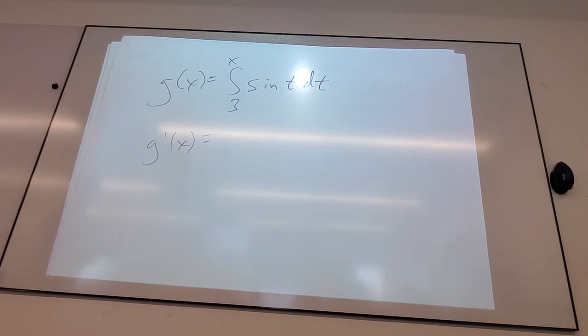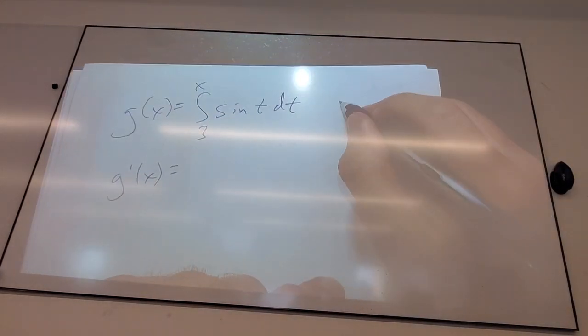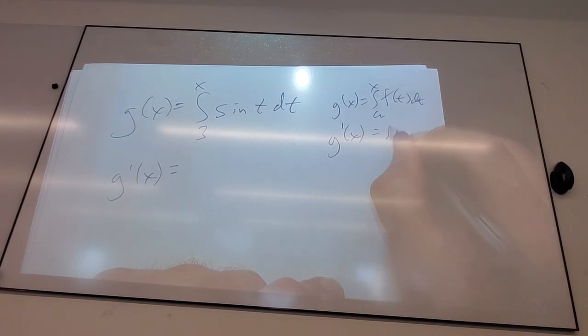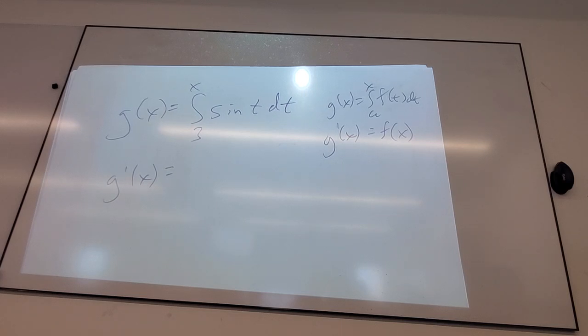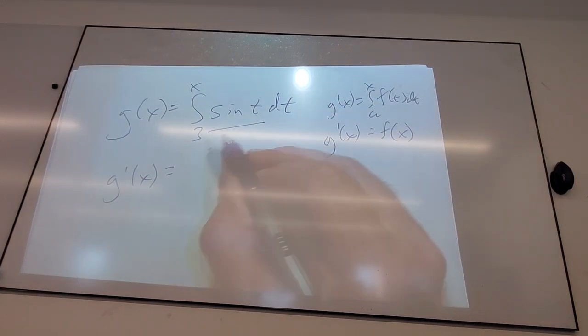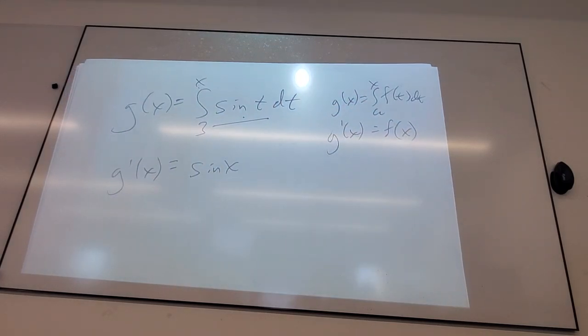So here's the way I kind of think of this. And just to show you, the rule is if g of x is equal to the integral from a to x of f of t dt, the derivative is just f evaluated at that upper thing, yes? So what's f of t here? Sine. So what's f of t evaluated at x? Sine x.